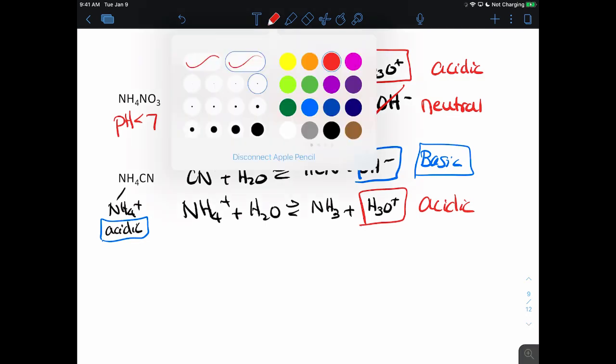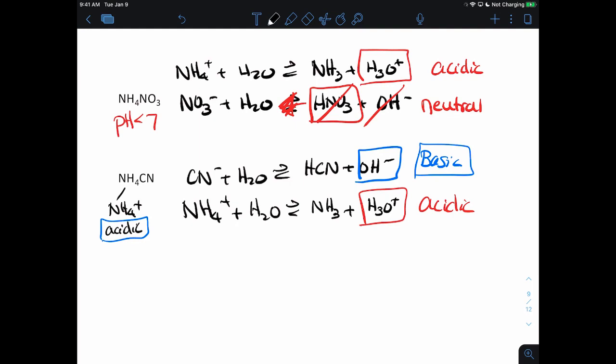So the question now becomes, how much OH- is made from the reaction with CN-? And the other question is, how much H3O+ is made from the NH4+? To decide that, we need to know where equilibrium lies. Does it lie closer to the products or closer to the reactants? And to decide that, we need K values.